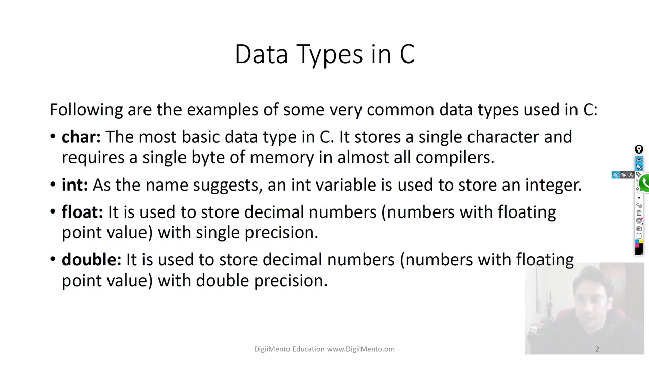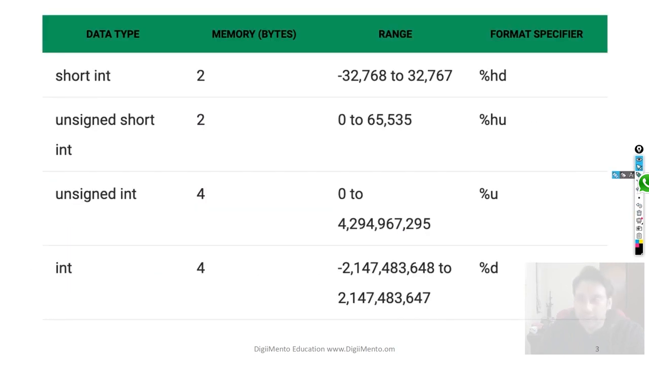We have discussed character as a data type, integer as a data type, float as a data type and double as a data type. We have already discussed all these things. We have discussed all these data types before also. Okay. So we have already seen these properties also.